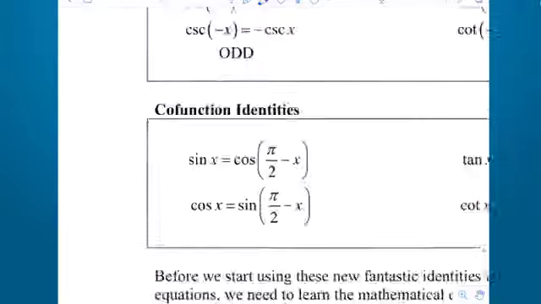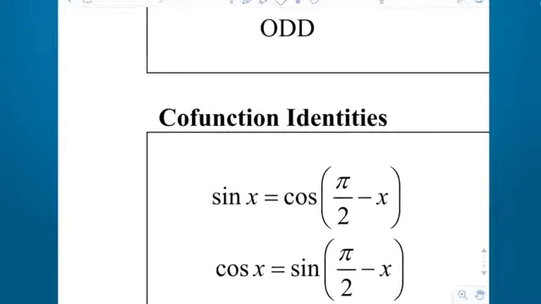Now, the last set of identities we'll meet today are called the cofunction identities. And I have been alluding to the cofunctions the whole time, right? Sine and cosine are cofunctions of each other. Tangent and cotangent are cofunctions of each other. And secant and cosecant are cofunctions of each other. And again, what does co stand for? Not coterminal, but complementary. And complementary angles add up to how many degrees? 90. 90 degrees is how many radians? Pi halves. So here are your cofunction identities.